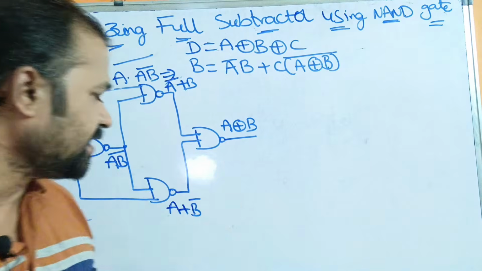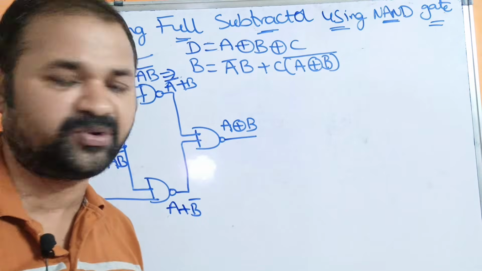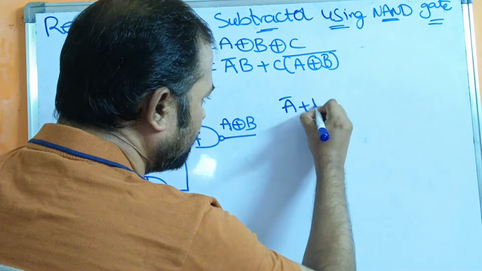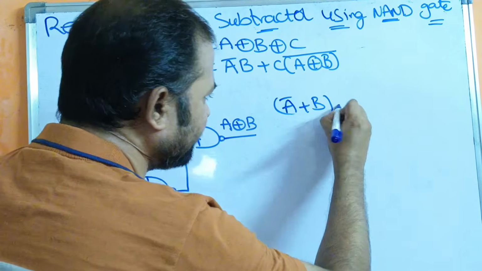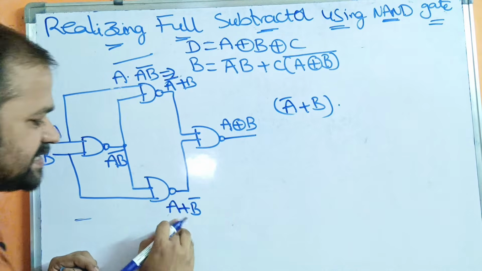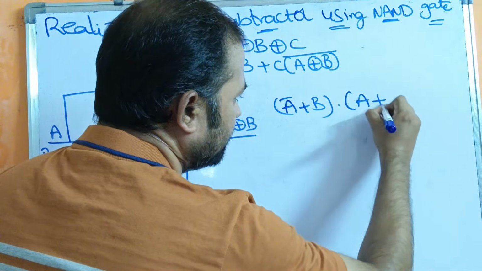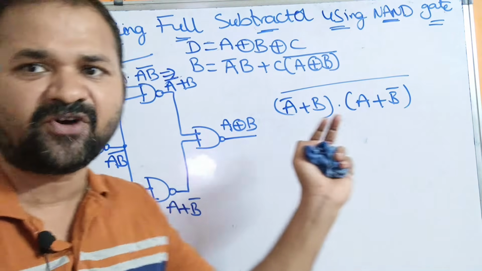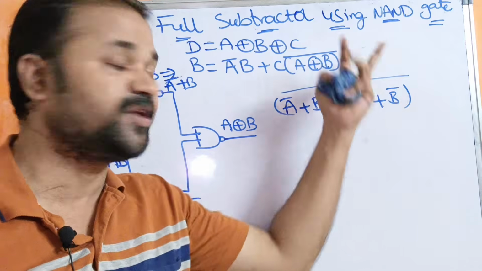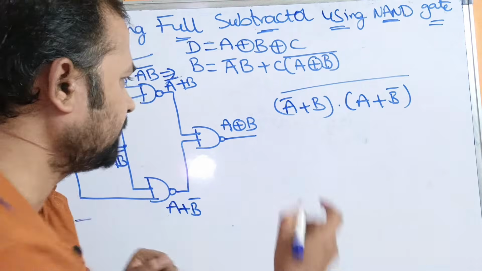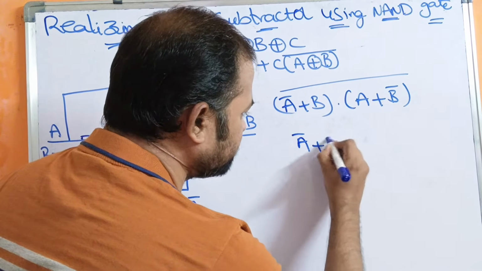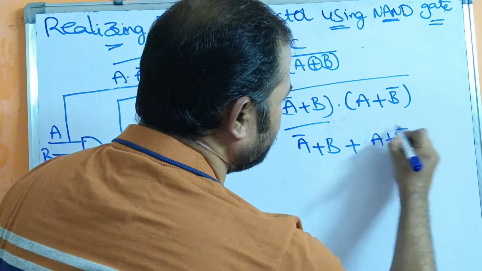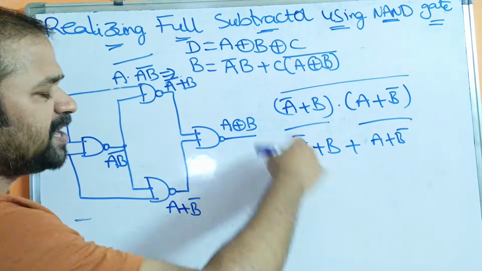Okay. Now let us observe this fourth NAND gate output. This NAND gate receives input from A bar plus B and A plus B bar. We know the formula for NAND gate, AB bar. This is A, and the second input is A plus B bar, so this is B, whole bar. So this is in the form of AB whole bar. We know the formula for AB whole bar: A bar plus B bar. Okay. So here A means A bar plus B. So A bar plus, what is B here? B means A plus B bar, whole bar. So this is in the form of A plus B whole bar.